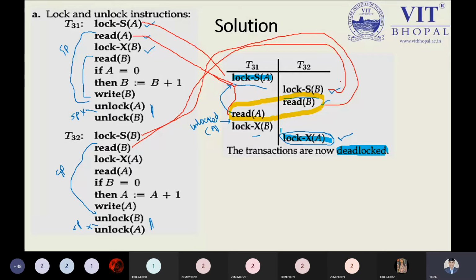So first control will jump to T31, then T32, then T31, T32, or maybe vice versa. It is happening because of the concurrent nature. But here we don't have any serial schedule, so this cannot stand. T31 we have to write first, and then T32.